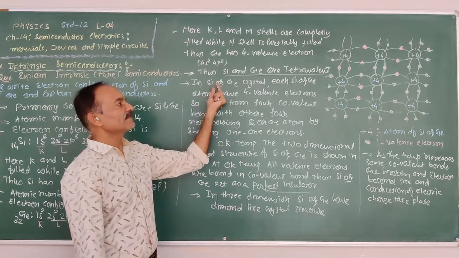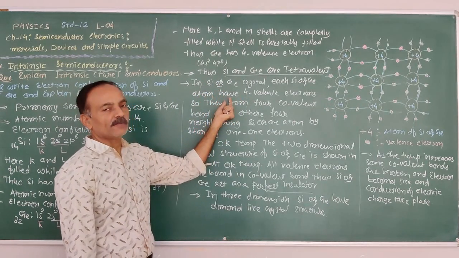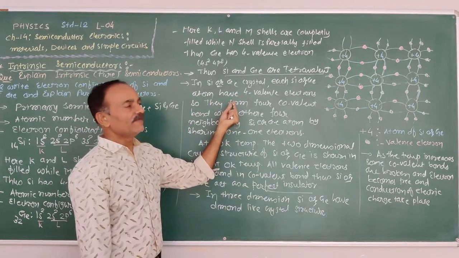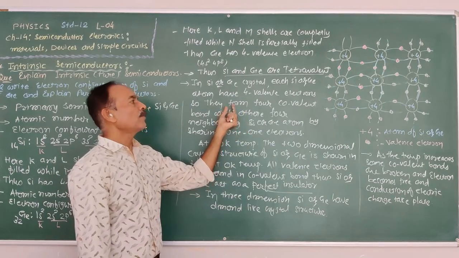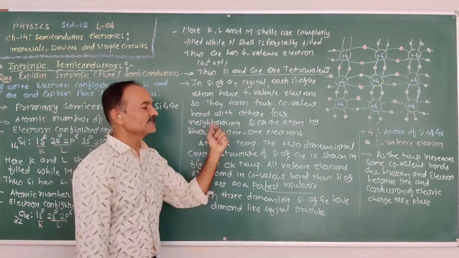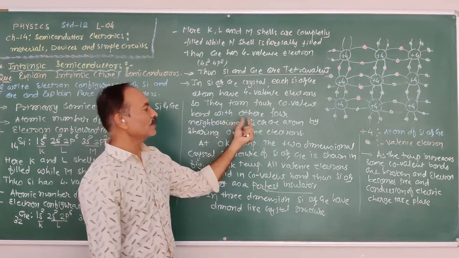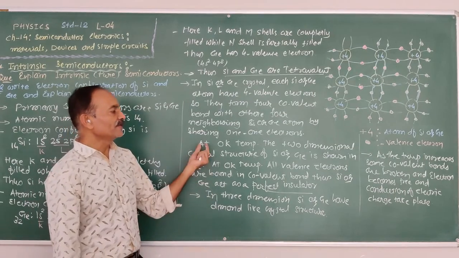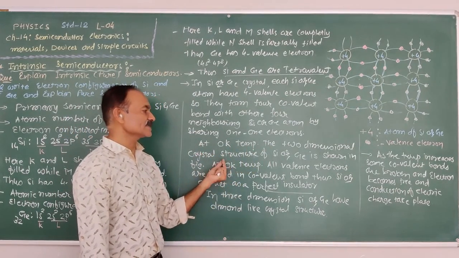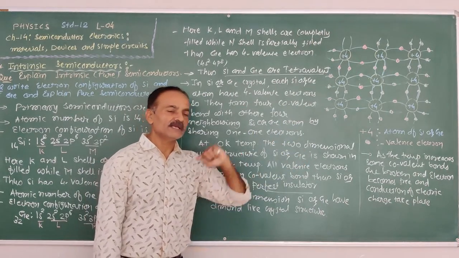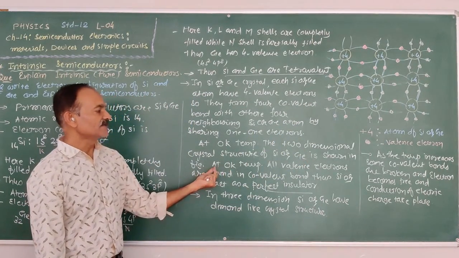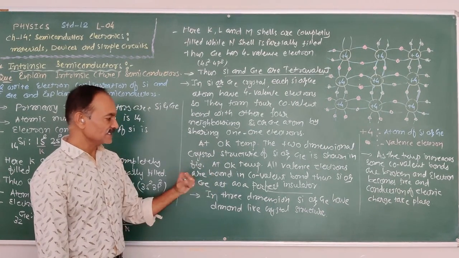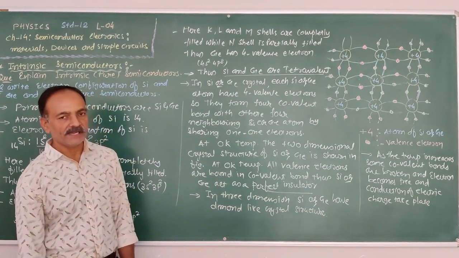Now in a silicon or germanium crystal, each atom has 4 valence electrons. So each and every silicon or germanium atom forms 4 covalent bonds with 4 neighboring atoms by sharing 1 electron. At 0 Kelvin temperature, the 2-dimensional crystal structure of silicon and germanium is shown in the figure. At 0 Kelvin, all valence electrons are bound in covalent bonds. Thus, silicon and germanium act as a perfect insulator.